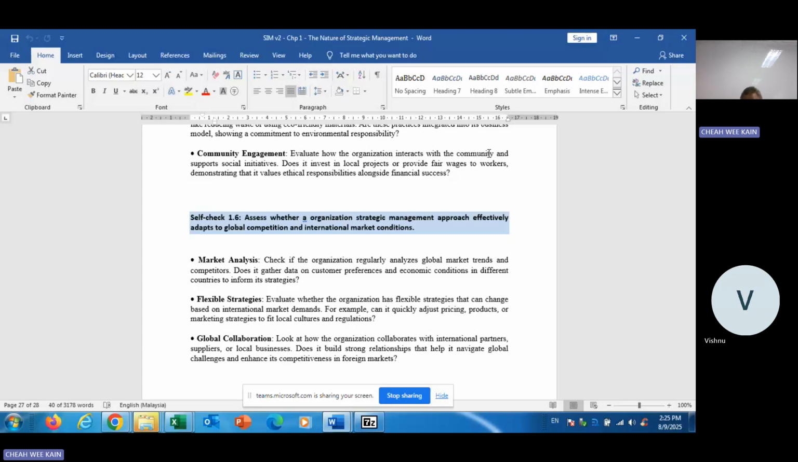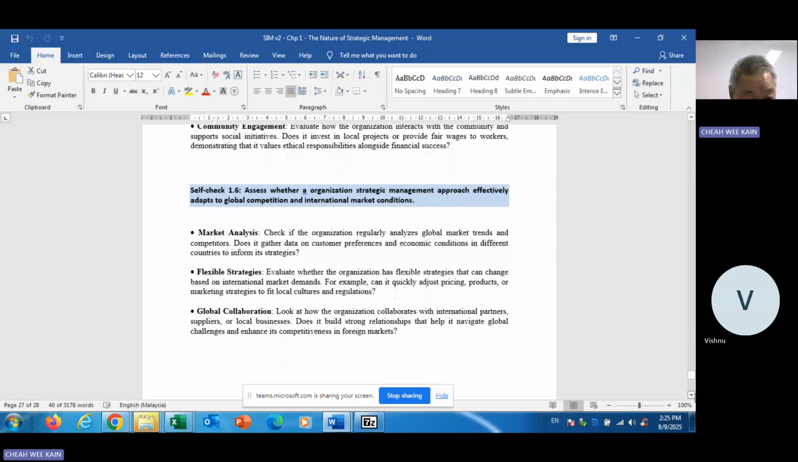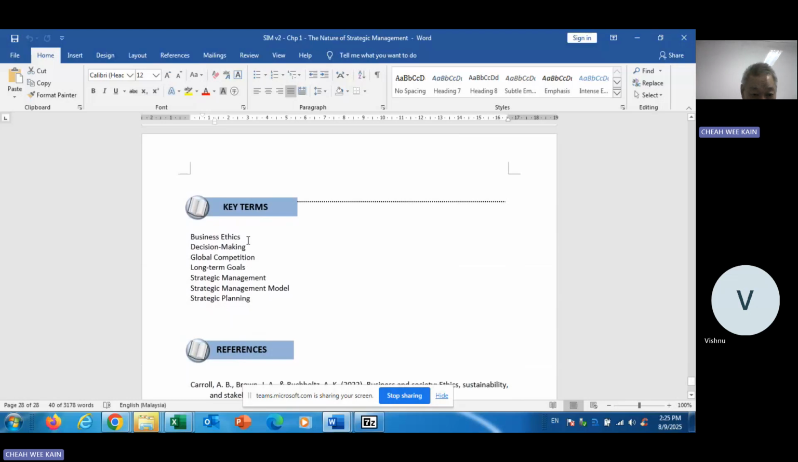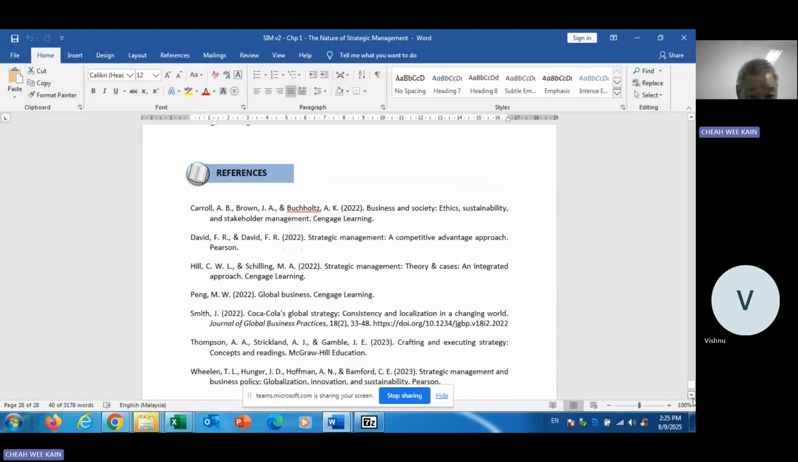Okay, and I think that's about all. These are some of the key terms. Look at the key terms and then figure out in your mind what each one is about. A strategic management module, what is it? Strategic planning, what is it? These words come from the earlier part. And this is the reference.